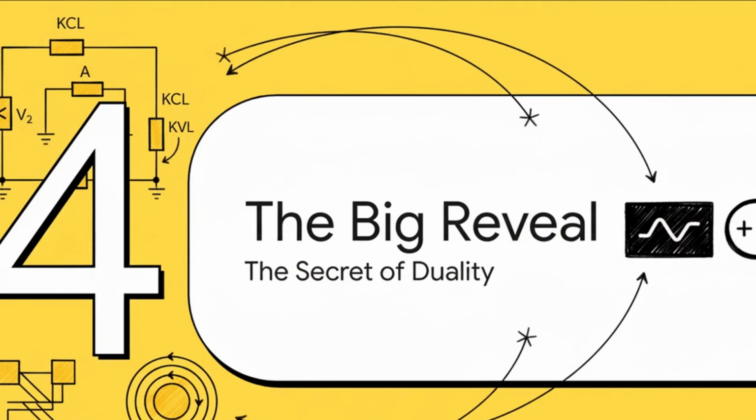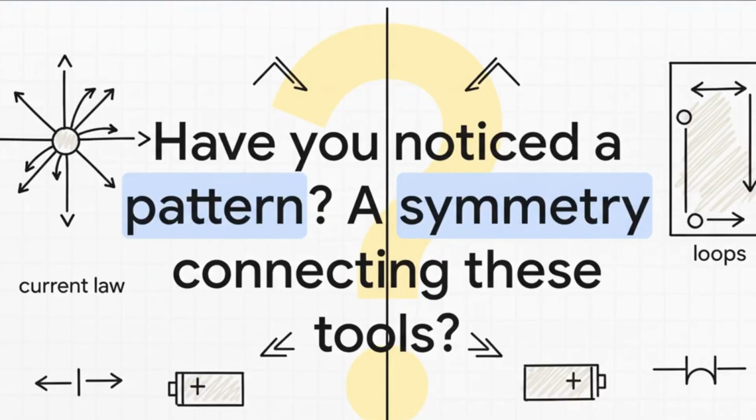So let's recap. We have our foundational laws, KCL and KVL. We've got our systematic strategies, nodal and mesh, and we have our amazing shortcut, Thevenin's theorem. But there's one final, really beautiful secret that's been hiding underneath it all, a hidden symmetry that connects every single tool we've just talked about. I mean, think about it for a second. Have you noticed the pattern? We had a law for current at a node and a law for voltage in a loop. We had an analysis method based on nodes and a method based on loops. It's like this perfect mirror image relationship, right?